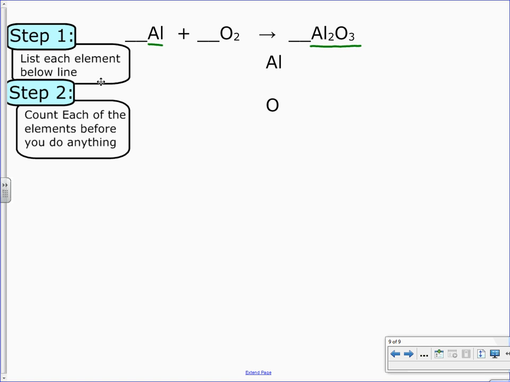before you do anything. So we have 1 aluminum, and we have 2 oxygens. So that's on the left side of the arrow. On the right side of the arrow, we have 2 aluminums, and we have 3 oxygens. And thinking about what to balance first, you want to get the low-hanging fruit first. What I mean by that is you could turn a 1 into a 2 very easily. So we have 1 aluminum, we want 2 aluminum.